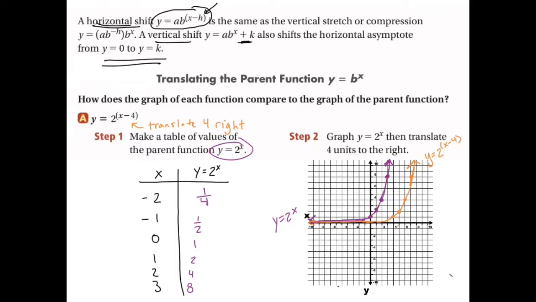All right, and so how do they compare? Well, we should know right off the bat, it's shifted 4 right. And our asymptote is still y equals 0.